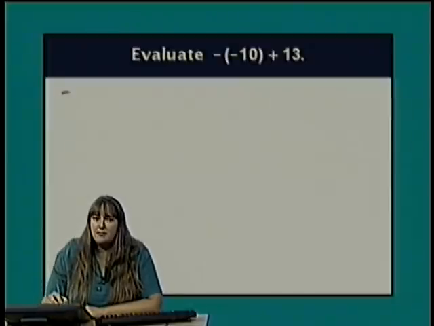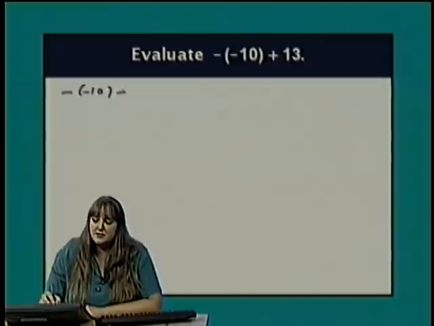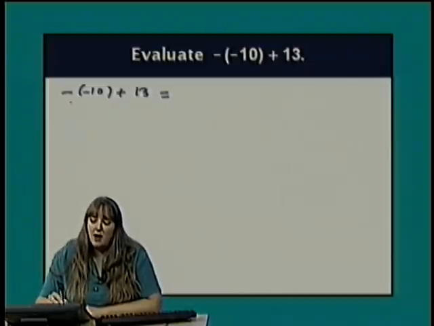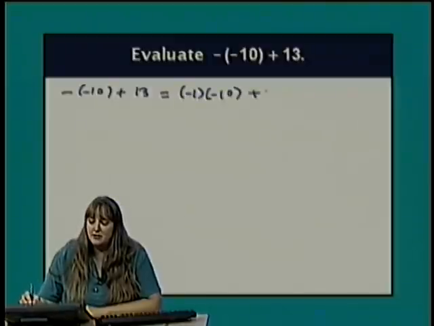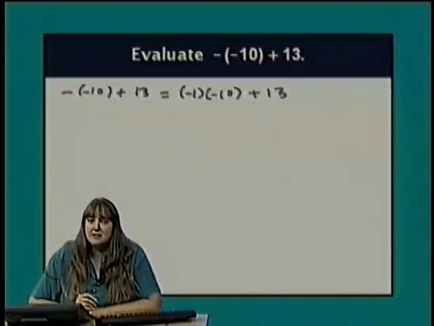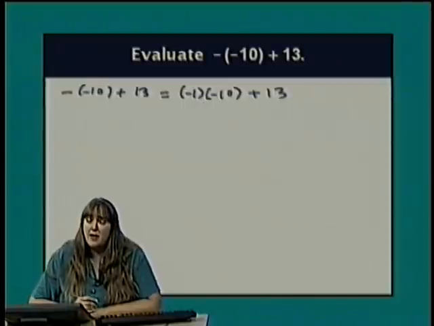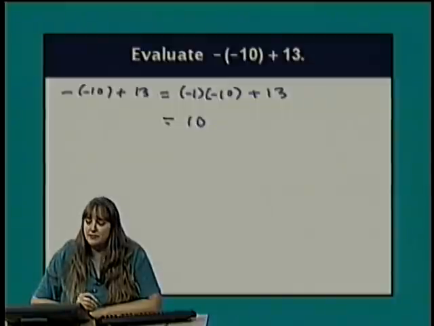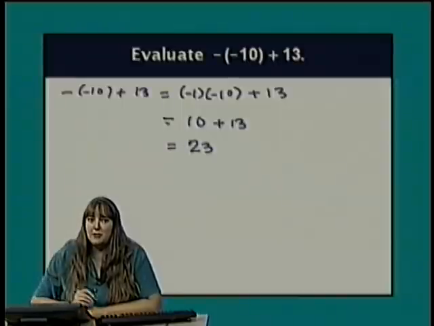Now let's evaluate the opposite of -10 plus 13. And I want to rewrite this just a little bit, same thing I did with the last two examples with the distributive property. The opposite of -10 I can also think of as -1 times -10 plus 13. The reason I rewrote this is to make it apparent that we have a multiplication going on here and addition. And the order of operations says multiplication comes before addition. So the first thing I would do is -1 times -10, which is positive 10, plus 13. And 10 plus 13, of course, is 23.